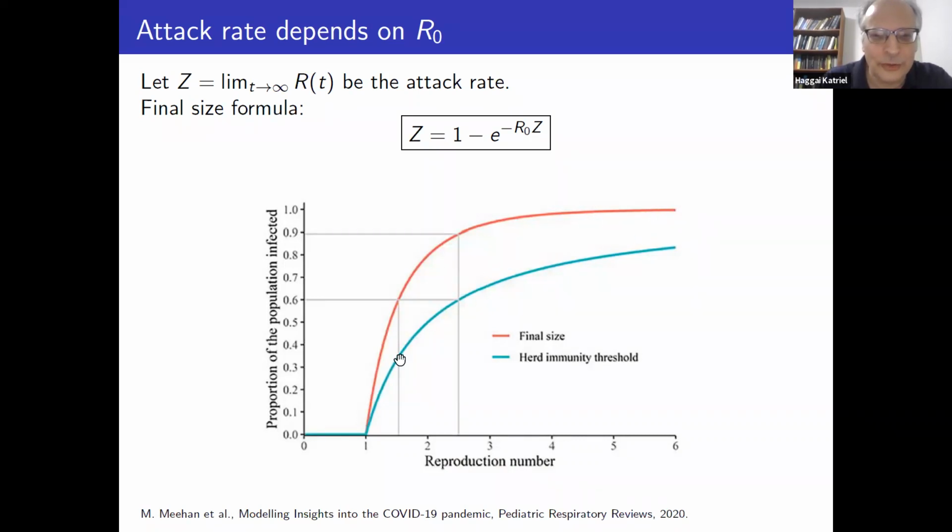And below, it's the herd immunity threshold that we discussed before, how many you need to vaccinate to prevent the epidemic. But it's also the number of people who become infected up to the point where the epidemic reaches its peak. So the gap between these two is the people who are infected when the epidemic is going down, and it's a significant gap.